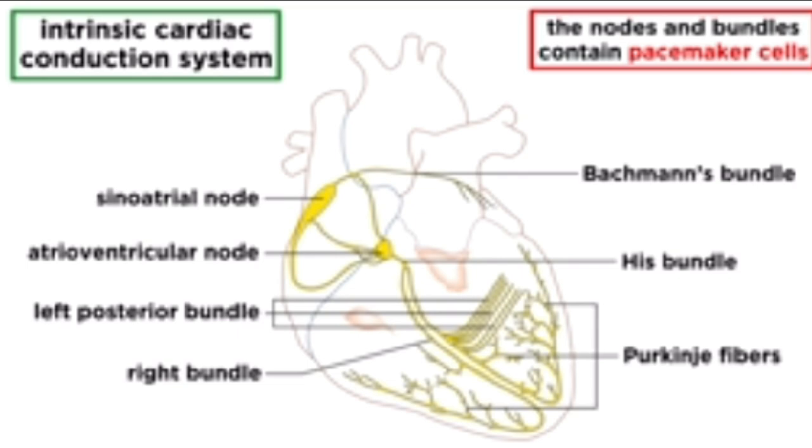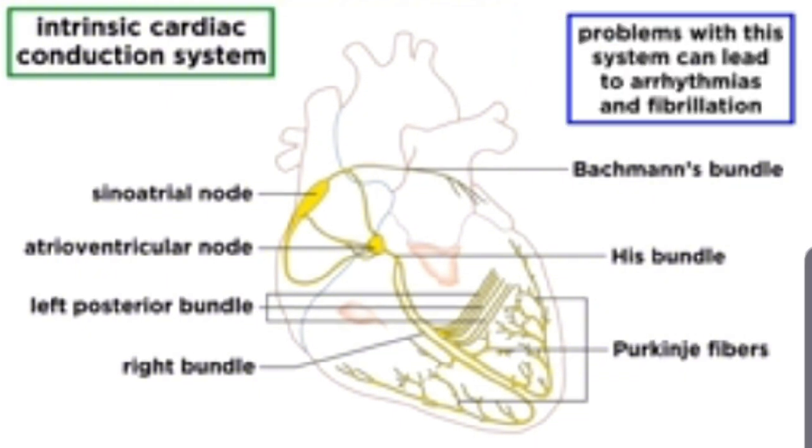These are called pacemaker cells, and they have an unstable resting potential that continuously depolarizes until the threshold is reached. Problems with this system are what lead to arrhythmias and fibrillation, which are irregular heart rhythms or repeated contractions.